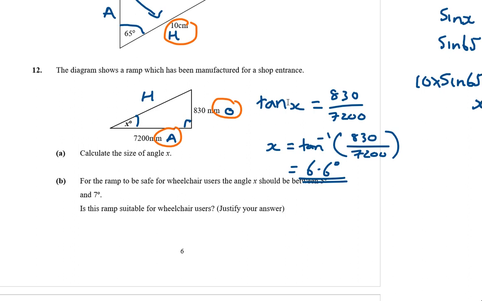So label up your triangle. We found out it was tan. The only bit that was a bit tricky was getting the tan to the other side, which is simply shift tan. That's 6.6. And the very last question says, is the ramp safe? Well, I would say, yes, it's safe, as 6.6 degrees is between 5 and 7 degrees. Simple. So conclude and give a reason.